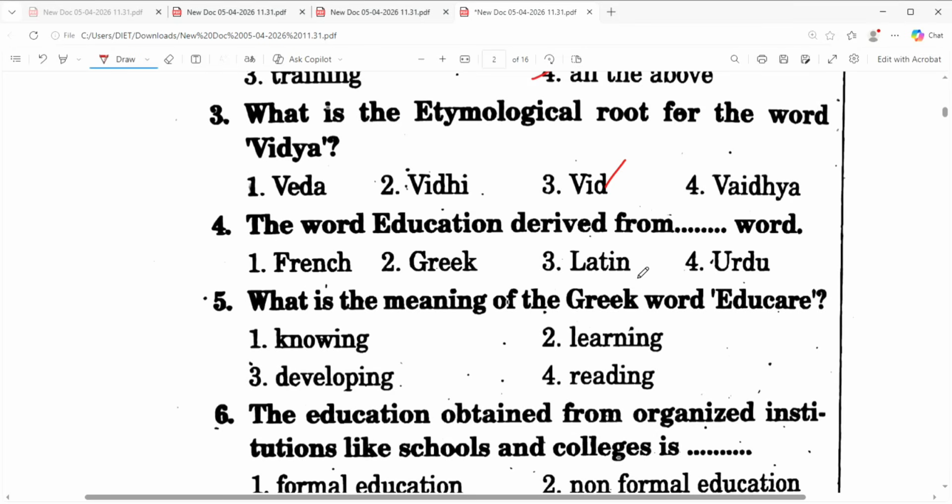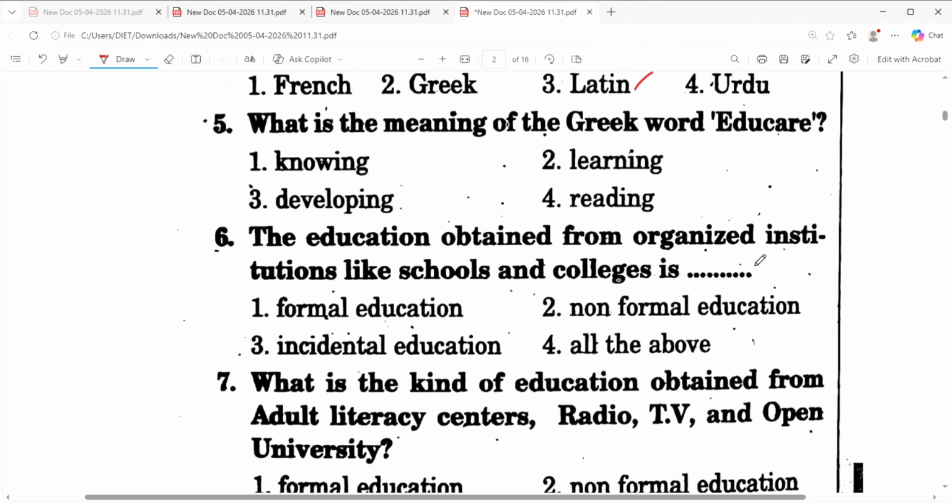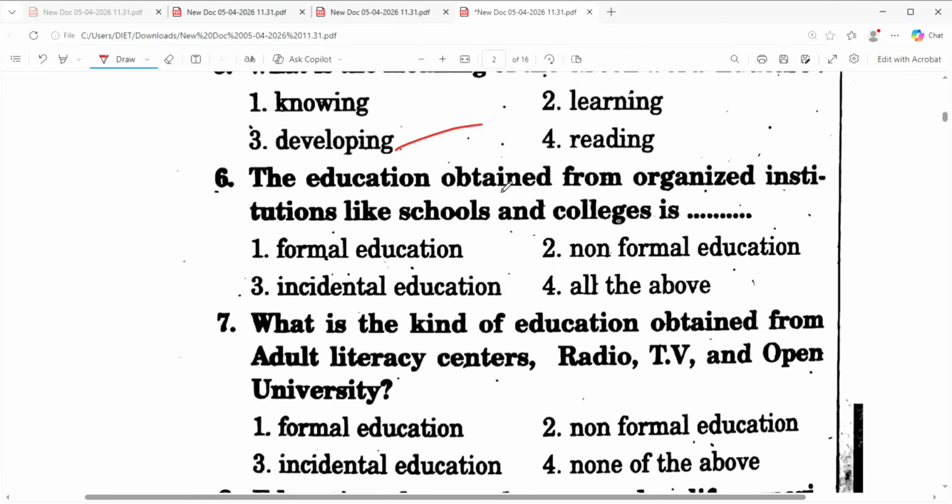The word education is derived from which word: French, Greek, Latin or Urdu? The word education is derived from the Latin word. What is the meaning of the Latin word educare? Knowing, learning, developing, reading. The answer is developing.